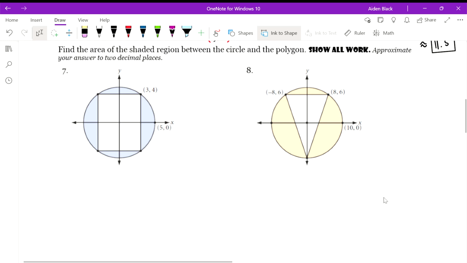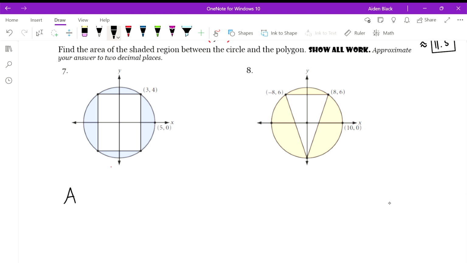Okay, for question 7, it looks like there's a couple ways we can do this. The first of which, based on what we learned in class, was you can first find the area of the segment. Sorry, that's an ink to shape. But essentially find this one, and this one, and this one, and this one, and add them all up. But I think it'd be easier to just find the area of the entire circle first, and then subtract out.